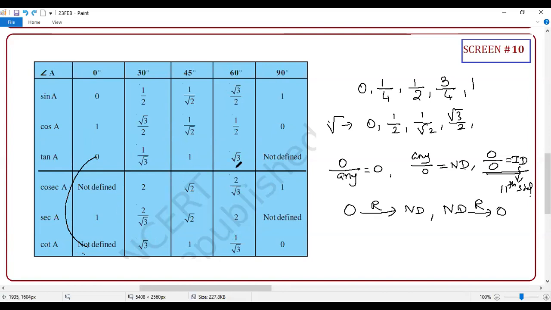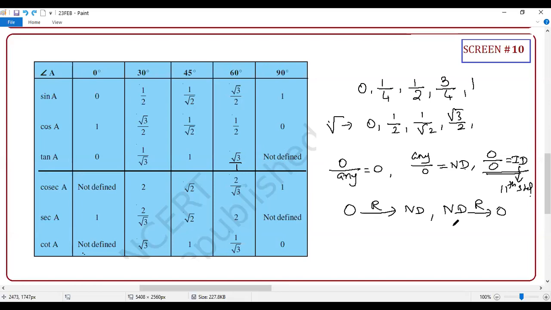Guys, anyone having doubt? Sir, here only root 3 is there. How come? If nothing is there, the denominator is 1. So the answer is 1 by root 3. Very important. Reciprocal of not defined is what? 0.